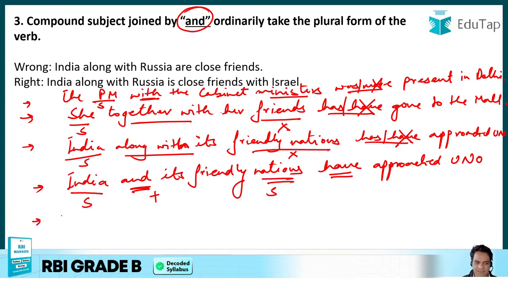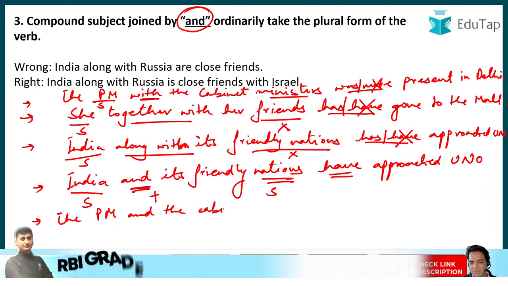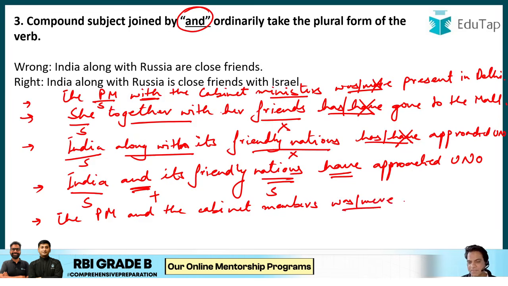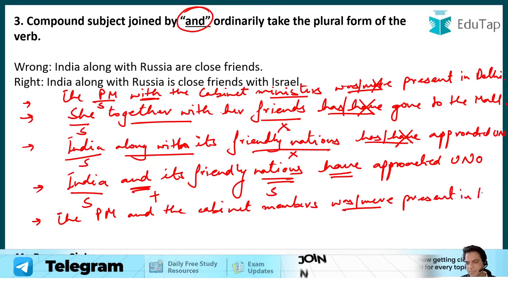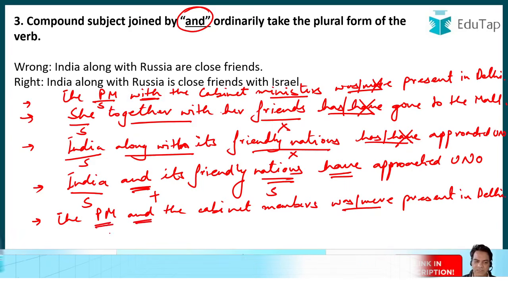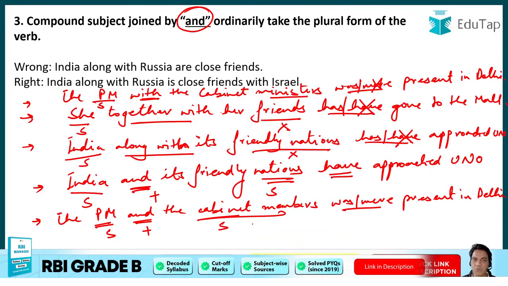But in the same sentence, the prime minister and the cabinet members was or were present in the meeting, or were present in Delhi. Now we see the conjunction used here is "and". Now this is 1 plus 1, so that makes it 2, plural, and that is where it is going to take a plural verb.